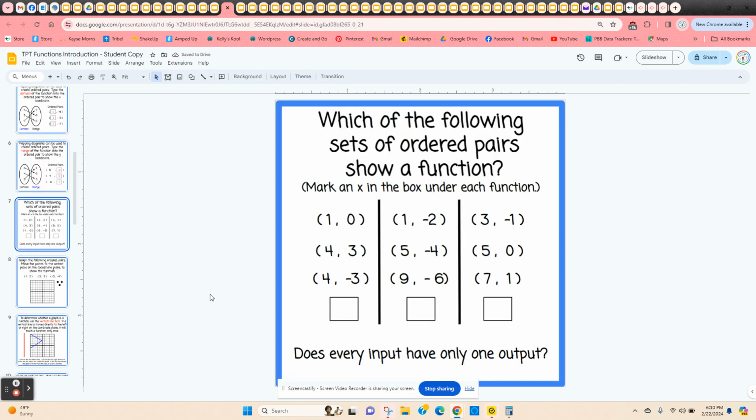Slide 7, students are going to look at these ordered pairs to determine whether they represent a function. So every input can only have one output. This first one is not a function because 4 has two different outputs. The second one is a function, and the third one is also a function.